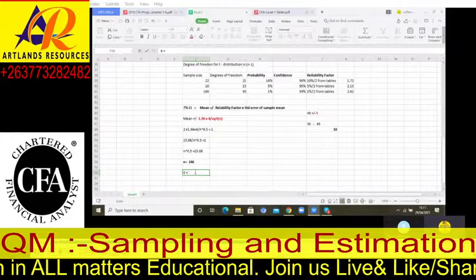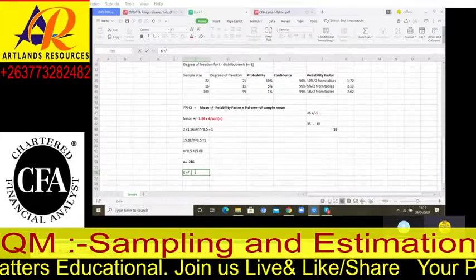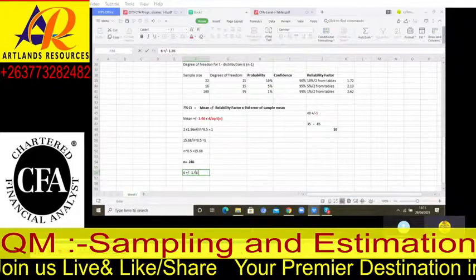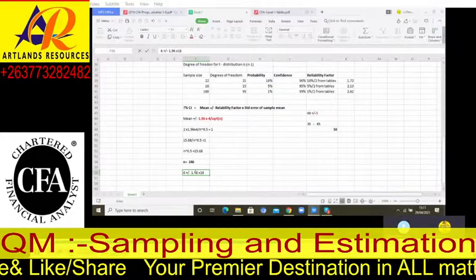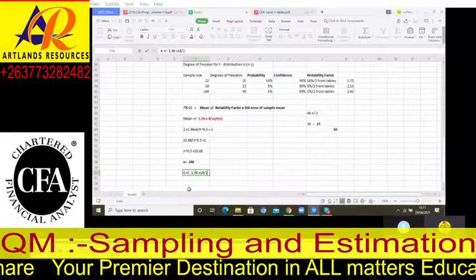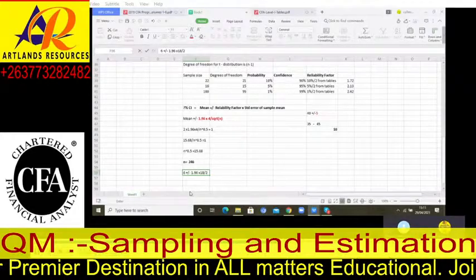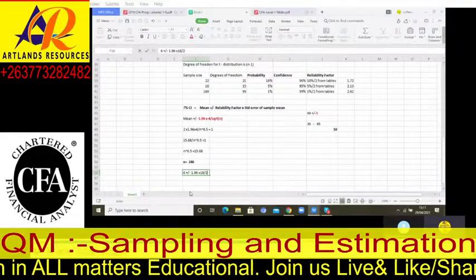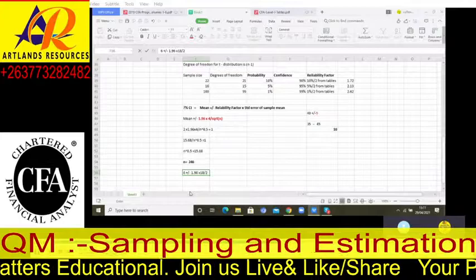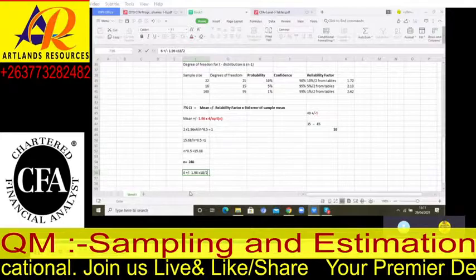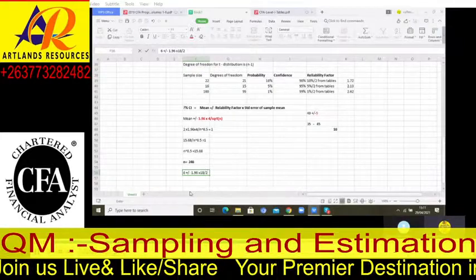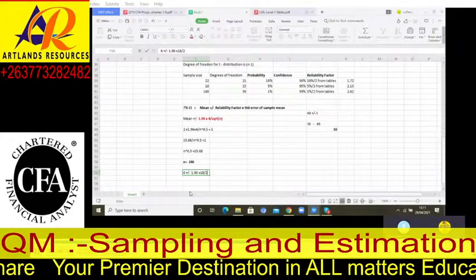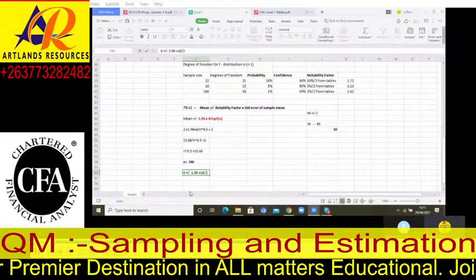I said 6 plus or minus. I forgot to put a reliability factor. It's a reliability factor 1.96 times 18 over 2. It was supposed to be like this. So 6 plus or minus 1.96 times 18 over 2. It's 17.64. So it's like 6 minus 17.64. What do you get?